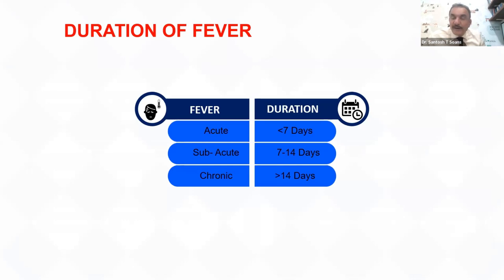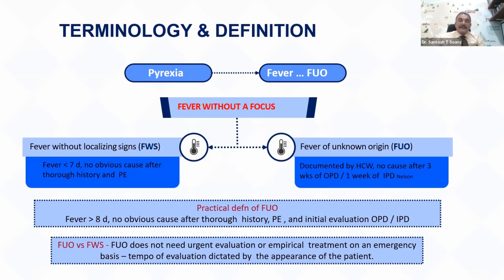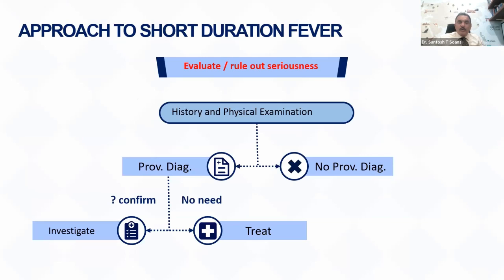And fever by duration: acute fever is less than 7 days, subacute fever is between 7 to 14 days, and chronic fever is more than 14 days. So these are the terminologies. I've already told you about this, so I won't go through it again.